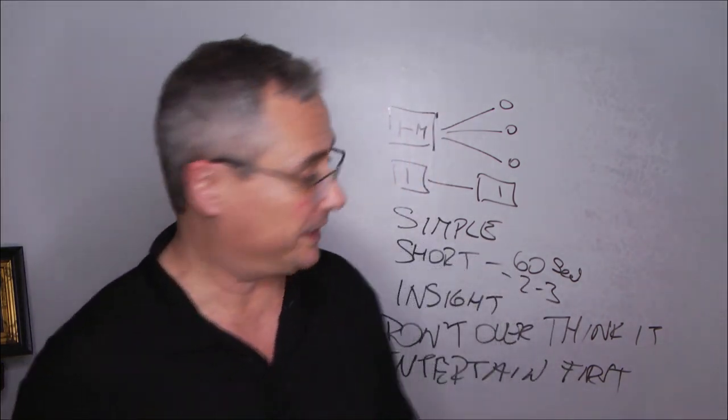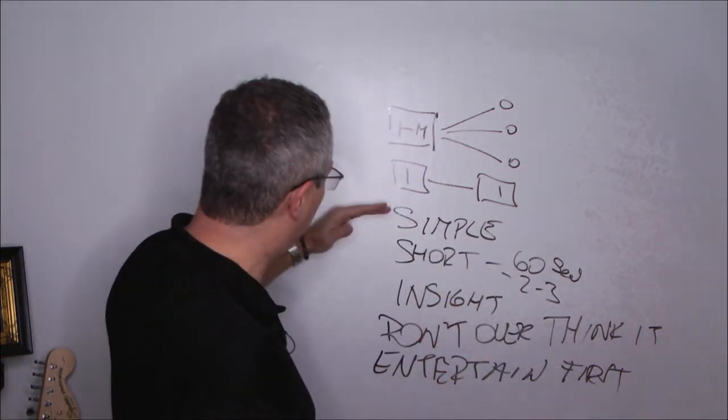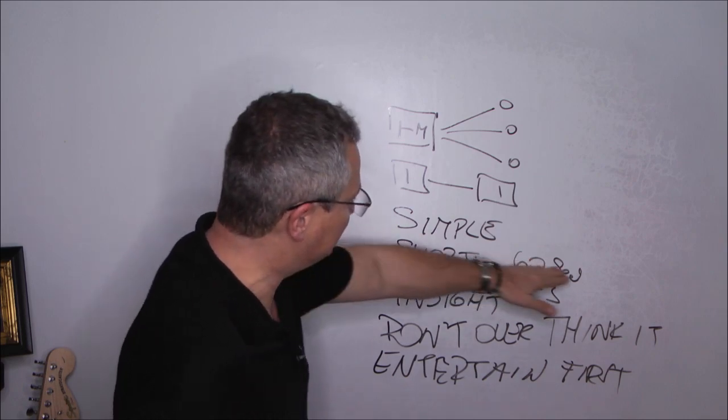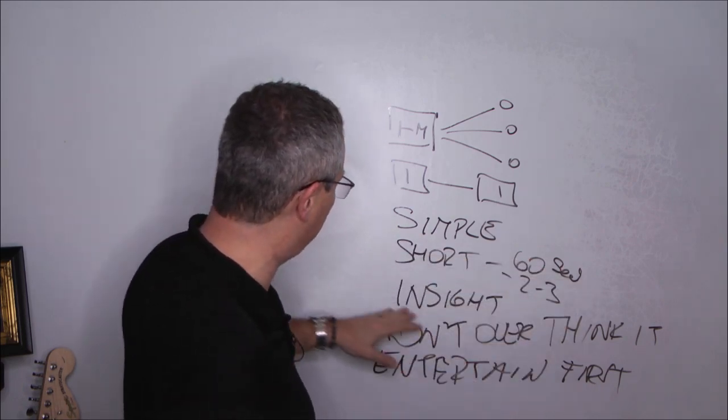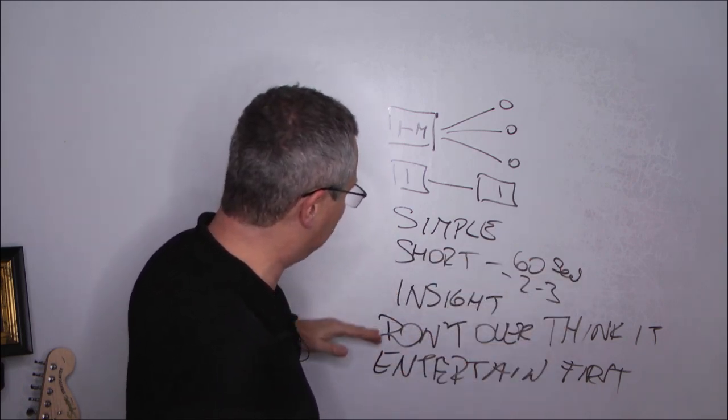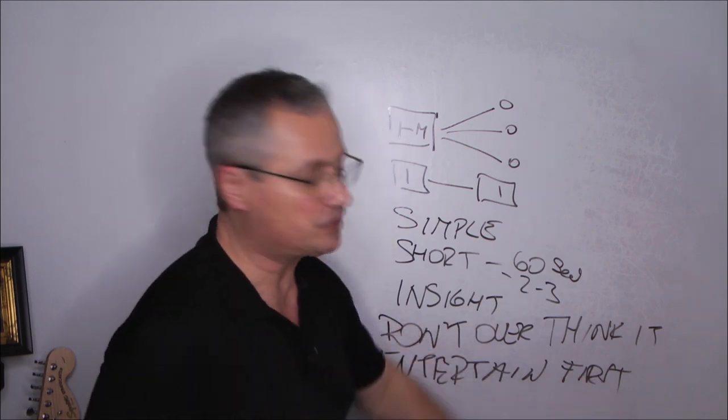All right, so that's the content. Don't overthink it. One simple message, keep it short. 60 seconds for Instagram, 2 to 3 minutes for YouTube and Facebook. Offer insight, not just information. Don't overthink it and entertain first.